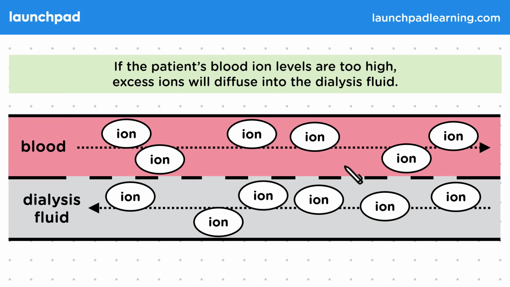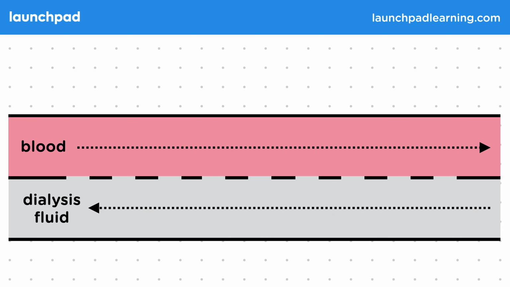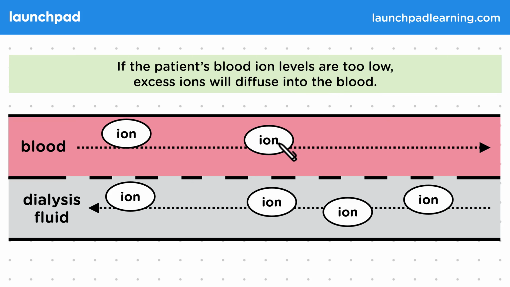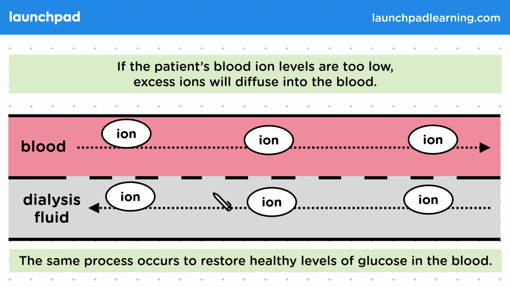What about the opposite then? What if the levels of ions in the blood are too low? If the patient's blood ion levels are too low, excess ions will diffuse into the blood. This time, you can see that the ion levels in the dialysis fluid are greater than they are in the blood vessel. When this happens, the ions from the dialysis fluid will move into the blood, restoring ideal levels. The same process occurs to restore healthy levels of glucose in the blood.